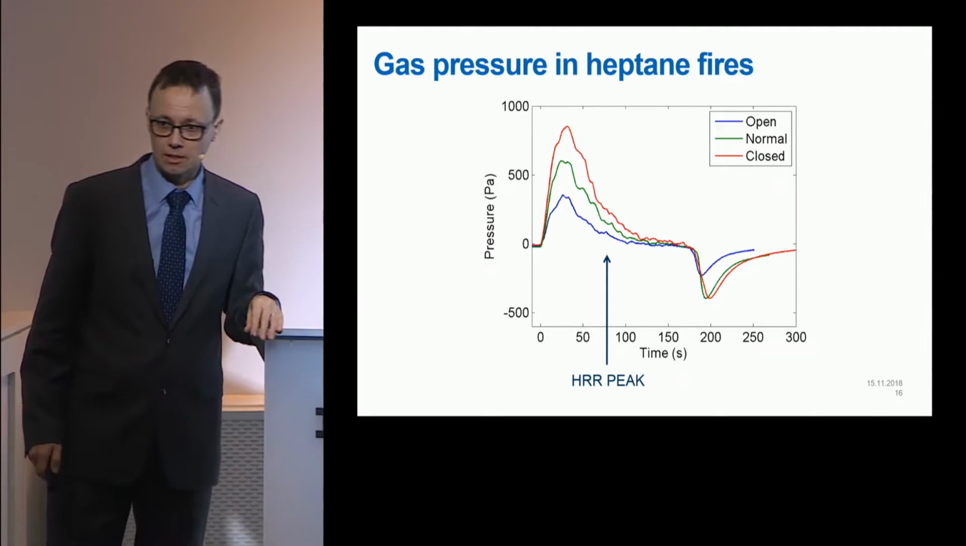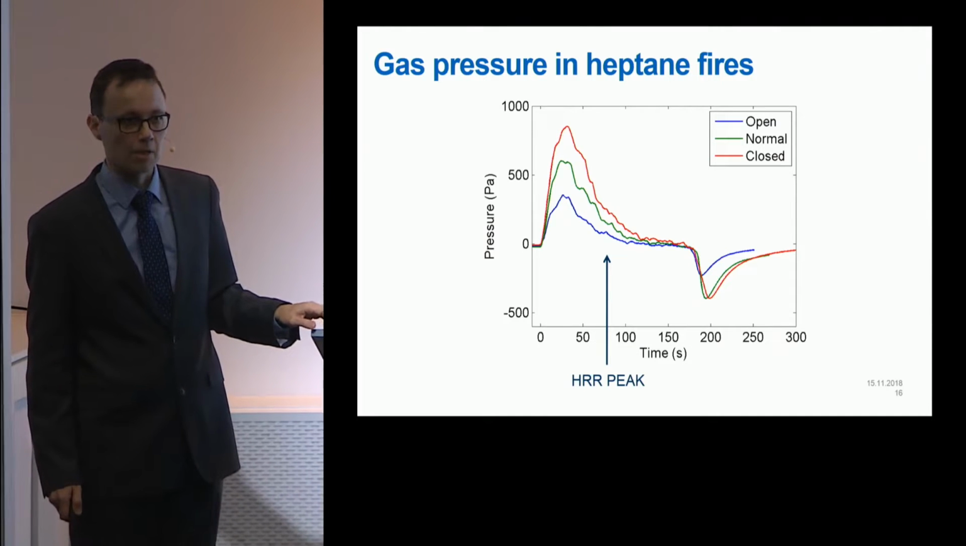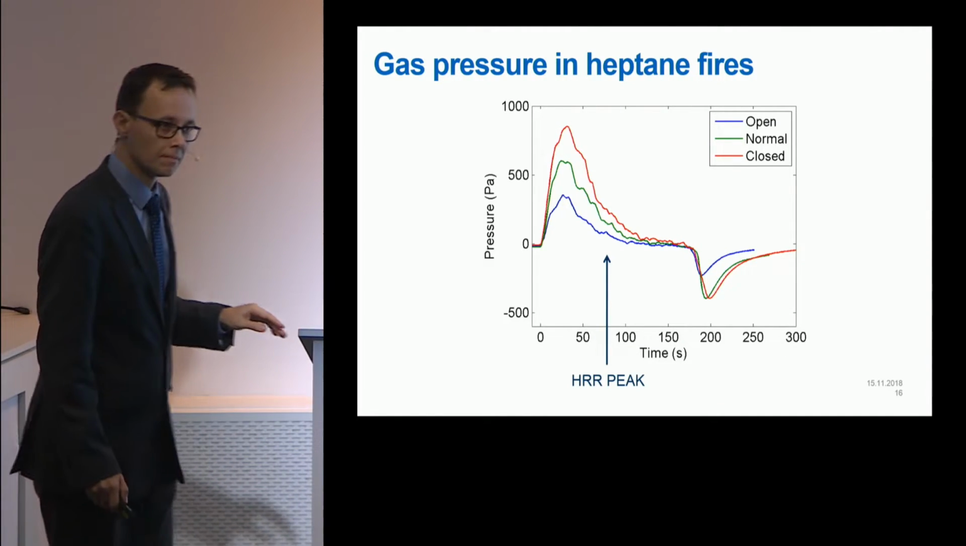Anyone has an idea why? Why they don't peak at the same time?